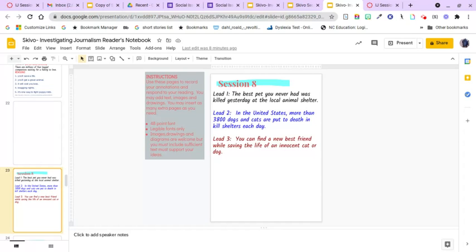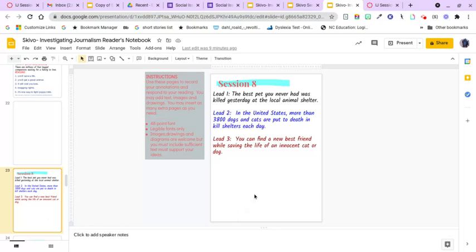In the United States, more than 3,800 dogs and cats are put to death in kill shelters each day. Every single day, 3,800 dogs and cats are killed. So saying they are put to death in kill shelters is a little less aggressive than saying was killed. So maybe you don't want to be as harsh as number 1. Maybe number 2 is more your speed. It still gets the point across.